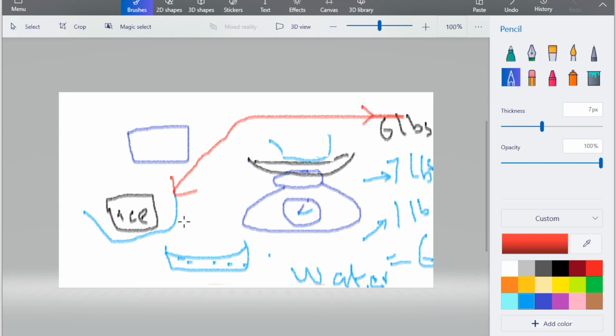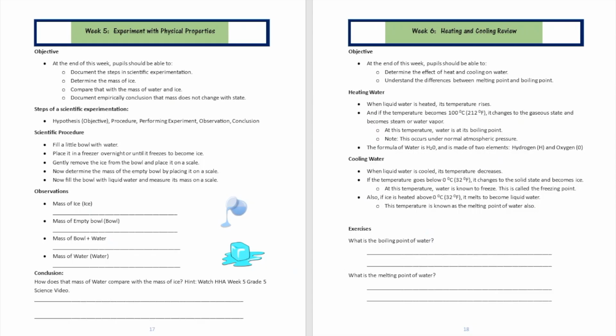Moms and dads, try to have fun with that. Try to show your child that the weight of an ice cube is going to be exactly the same as the weight of the water when the ice cube melts. That's the purpose of this experimentation, and that lets us know that water, regardless of its physical state, is going to have the same mass.